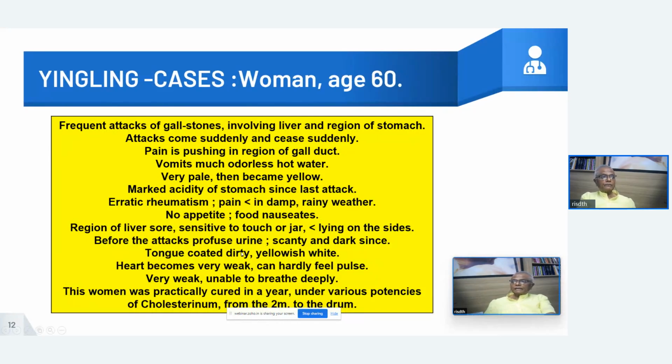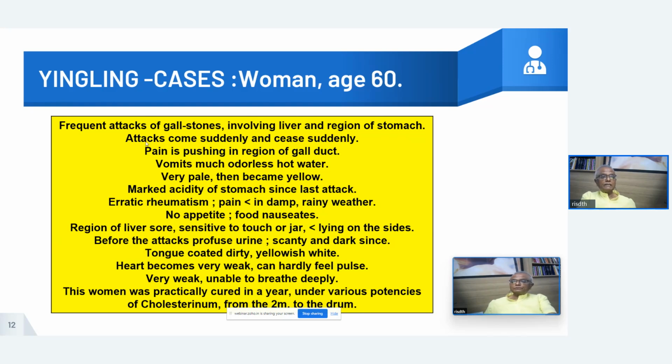The symptoms are frequent attacks of gallstones involving the liver and region of the stomach. Attacks come suddenly and cease suddenly. Now, this is important. You can get this rubric in the report. Appearing suddenly, disappearing suddenly. There are rubrics like this: appearing suddenly, or appearing gradually and disappearing suddenly, or vice versa.